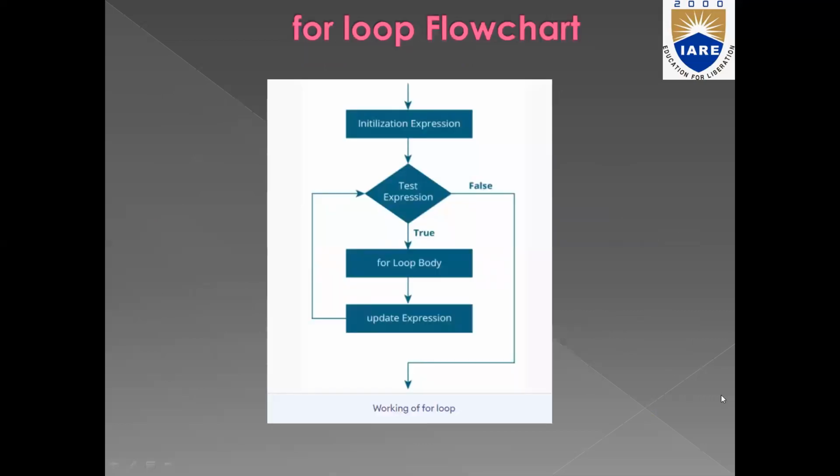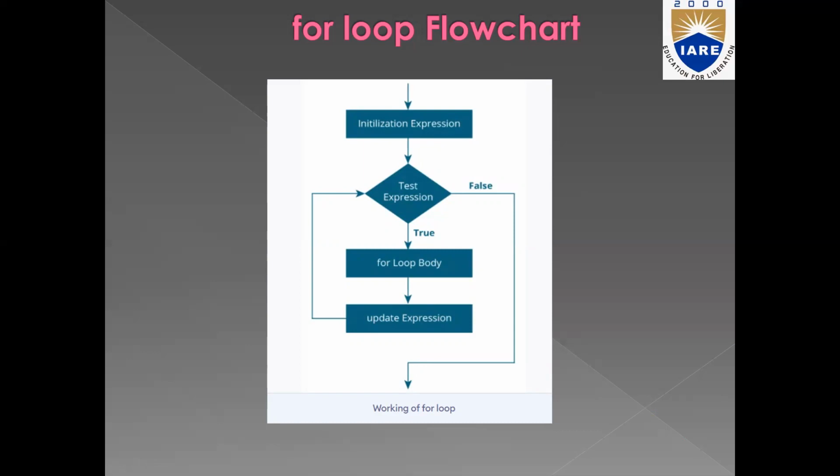Now the for loop flowchart. We will see the flowchart. First, when we enter the program, it will see the initialization. Then it goes to the condition. If the condition is false, it returns out of the body, and if the condition is true, it enters the for loop body and updates the expression, and it again returns to the condition. If the condition is again true, it enters the body, until the condition is false.